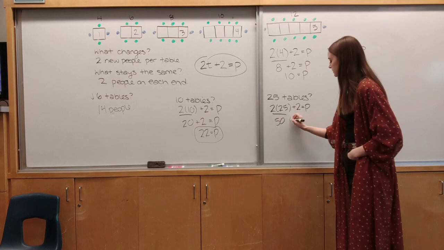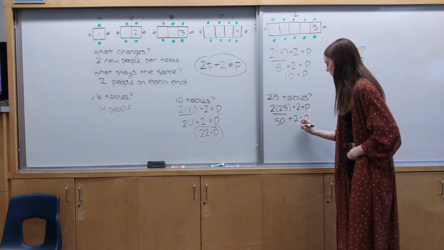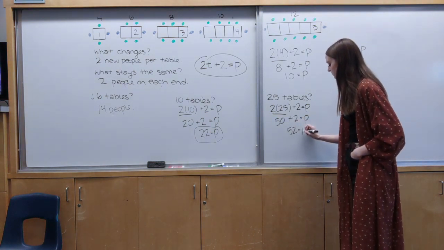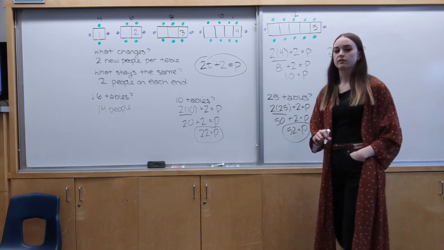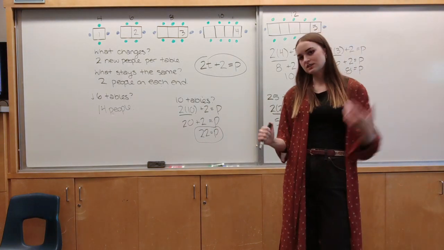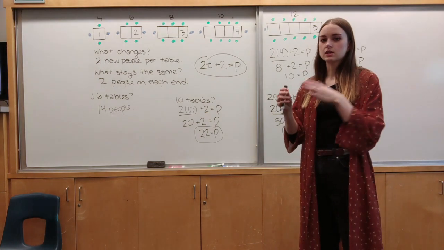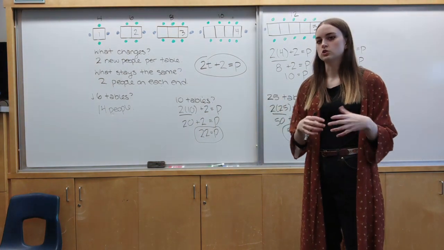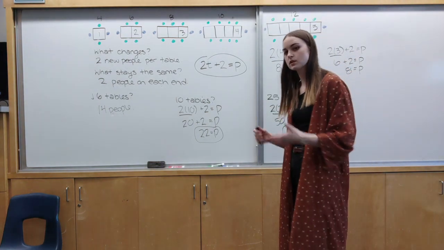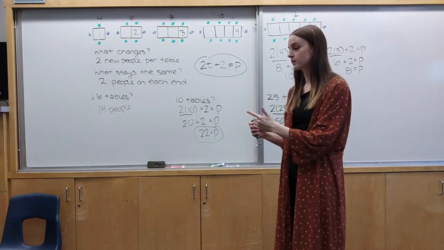I get 50 plus 2, which gives me 52 people sitting at 25 tables. So there's lots of different strategies we can use to continue patterns and find the relationships between two different variables, in this case, tables and people.